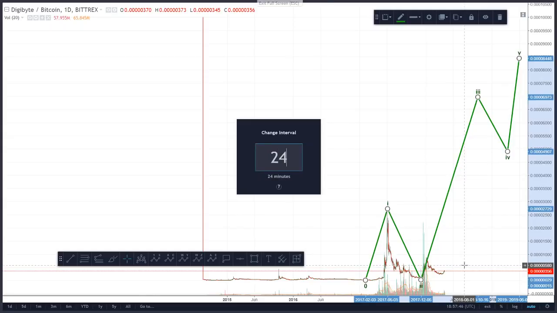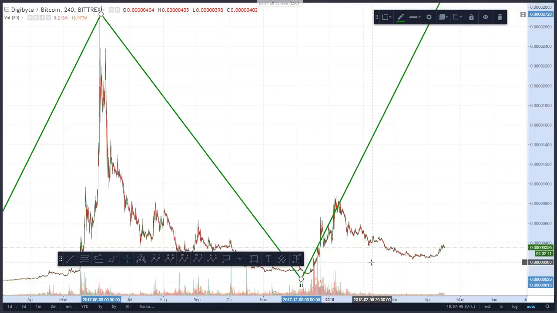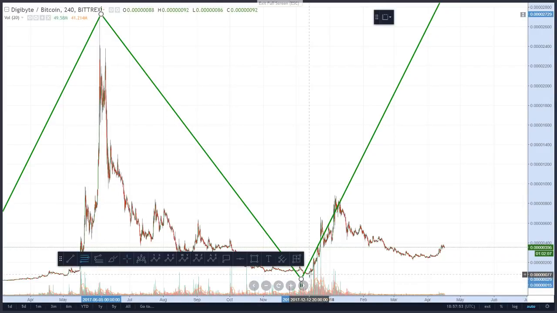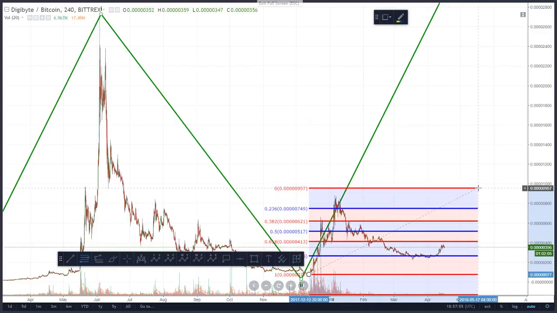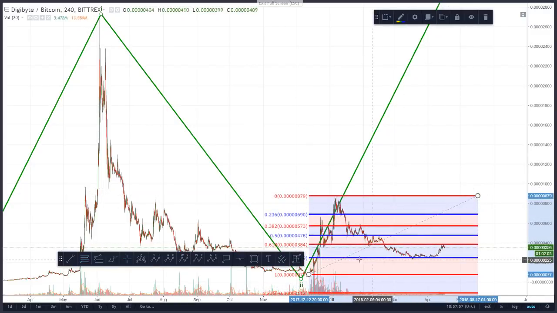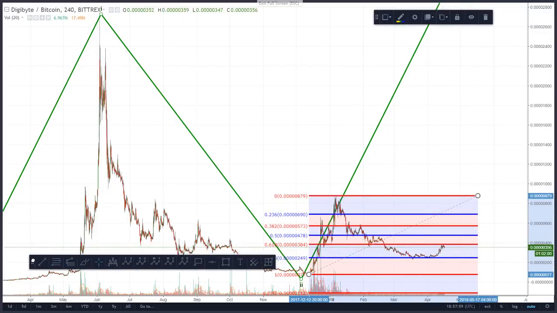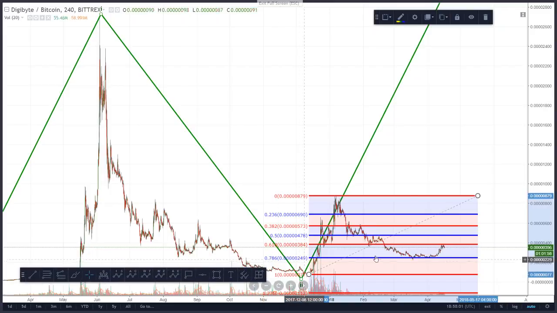Before we come off Digibyte, let me just show you. Let's go on the 4-hourly. So it has retraced. Here's the bottom here. There's the top. And it's hit the 78.6% fib, pretty much bang on. Found really nice support, formed an accumulation phase, and has since gone up.